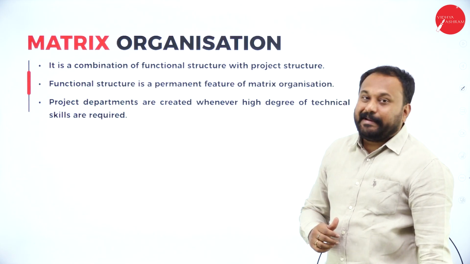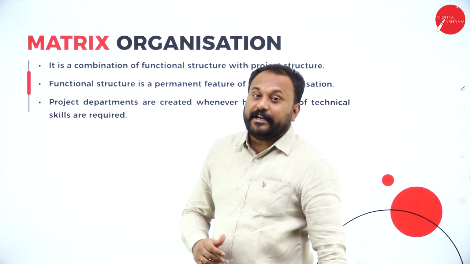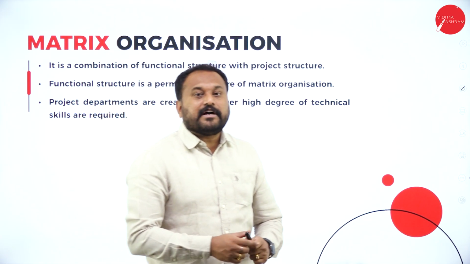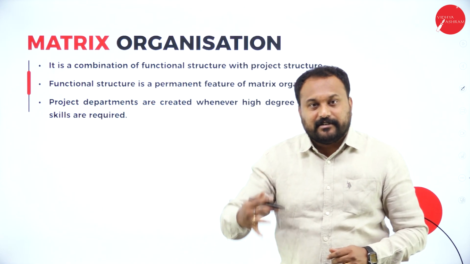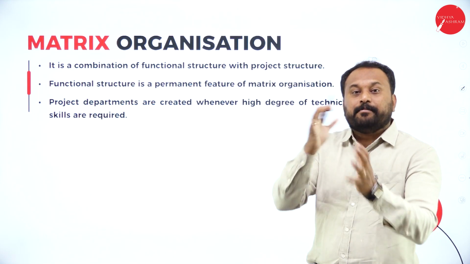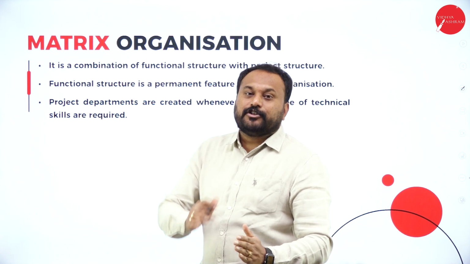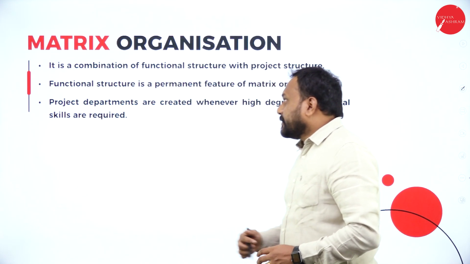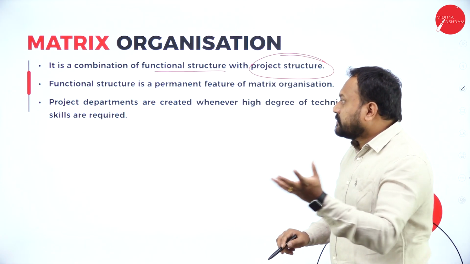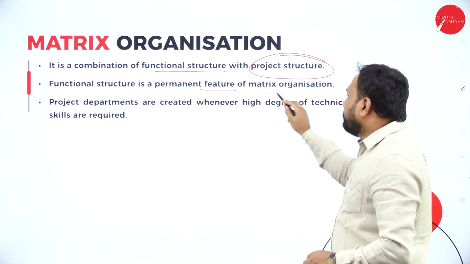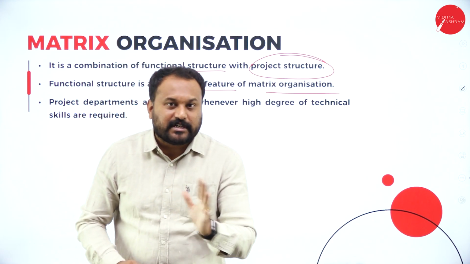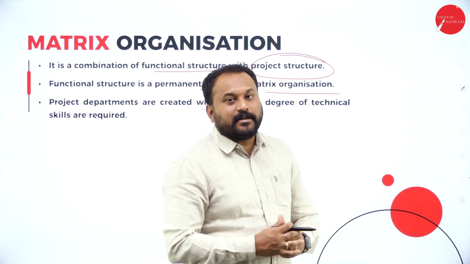The next one we have is matrix organization. Now, matrix is a combination of project organization and functional organization. Functional organization is all about the vertical form. The project organization is all about the horizontal form. Matrix organization is a combination of both, vertical also, horizontal also. Functional structure is a permanent feature of matrix organization. Matrix organization should always have functional structure. It is permanent. So, what is project structure?